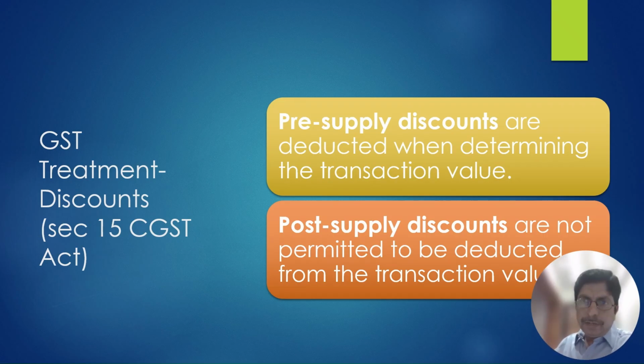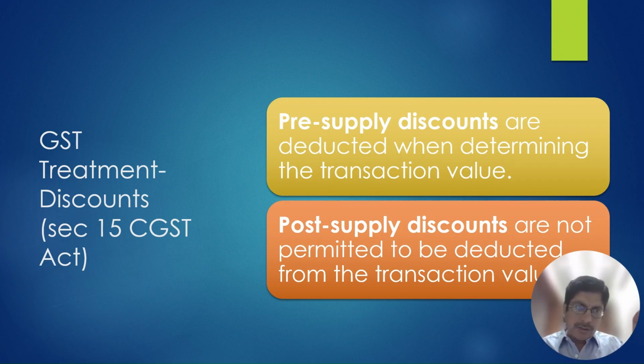Now suppose B paid to A within 30 days from the date of invoice. Then it is still a pre-supply discount. A is entitled to pass on that discount to B by way of a credit note with GST, because the invoice is already raised. So it can be passed on only by way of a credit note. That is with GST. What are its implications?